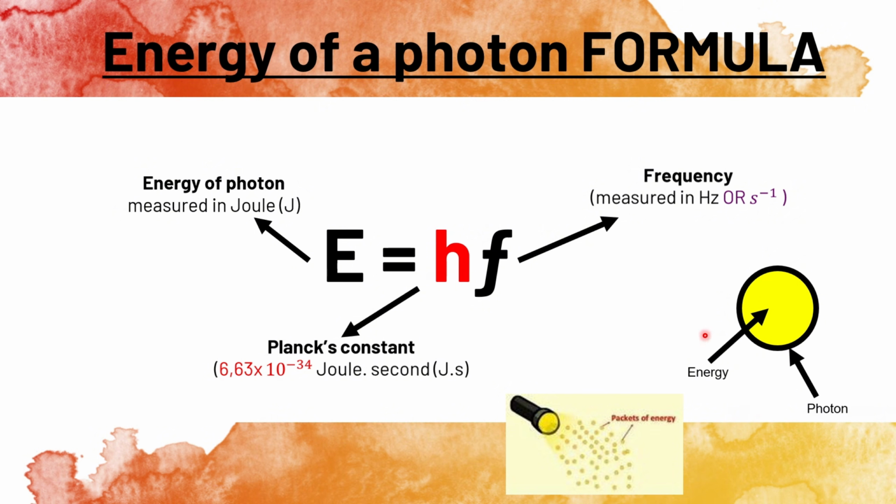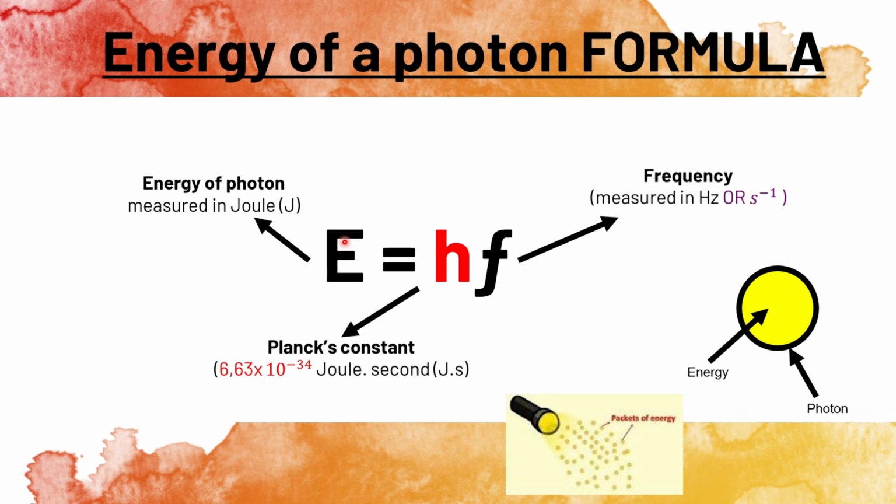So I want you to look at this illustration here. I want you to see this circle as one photon. Now this one photon is filled with energy. So the yellow color here, I want you to see this as the energy. Then they can ask you to calculate this energy of a photon. Now, what is the formula we're going to use the moment you read calculate energy?